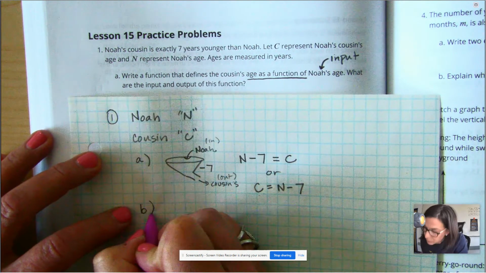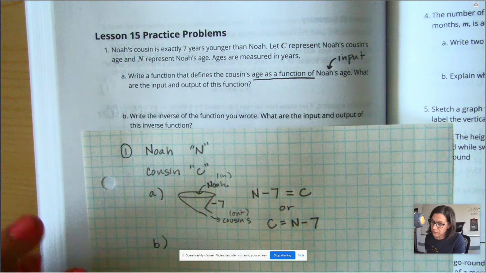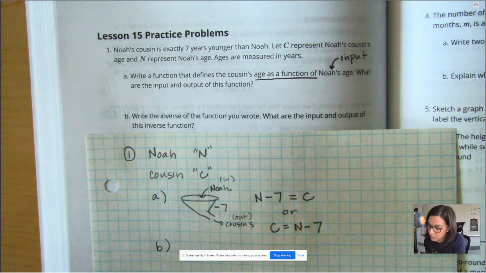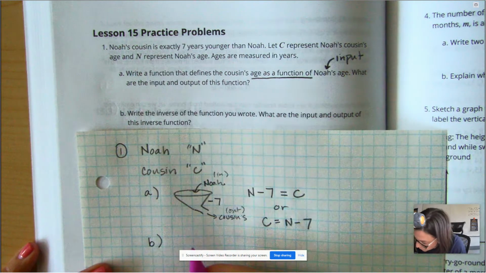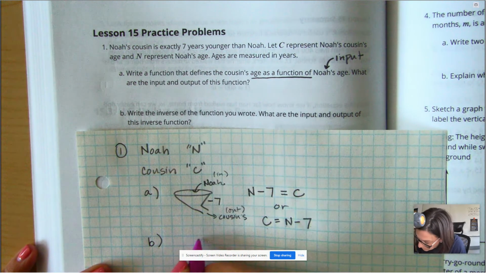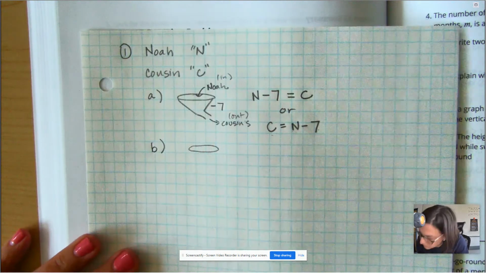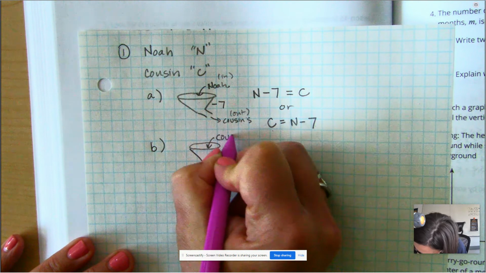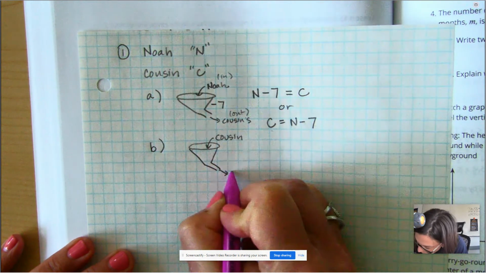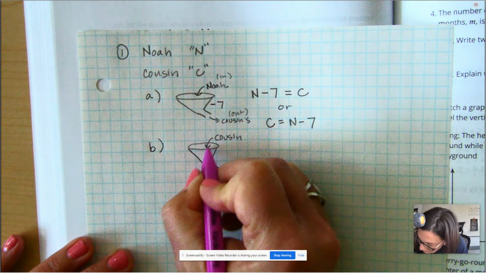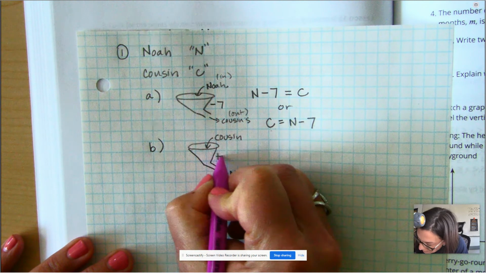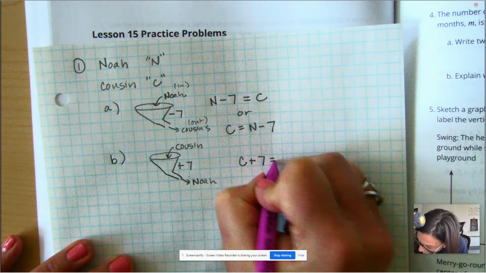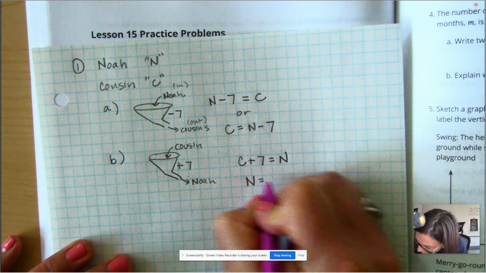So when it says write the inverse of the function, we want to do the opposite. What if we start with the cousin's age and want to land at Noah's age? You can think of either going backwards through the machine or having a different machine where we start with the cousin's age, the younger kid. If the cousin's age goes in and we want Noah's age calculated from it, the cousin is younger, so we need to add 7. Cousin plus 7 equals Noah, or Noah equals cousin plus 7.